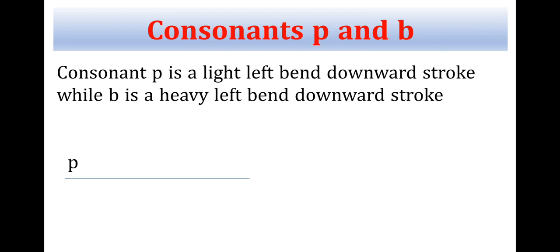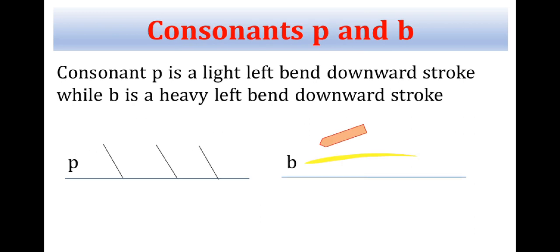So let's look at how they look. Consonant P is a downward stroke, which is lighter. P. So now let's look at consonant B. It's the same thing as the P, but the difference is that consonant B is heavier than that of the P. It's also a downward stroke. We have consonant B. So that is it about consonant P and B.